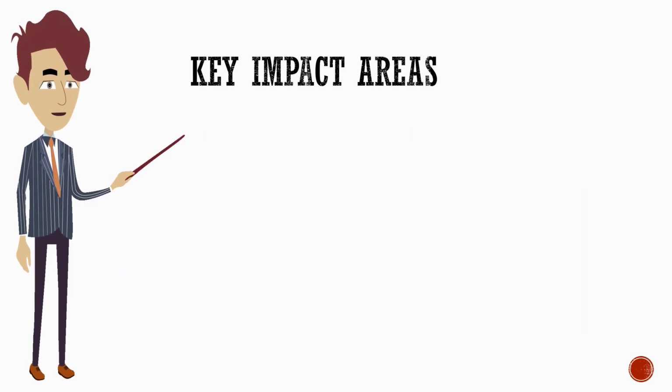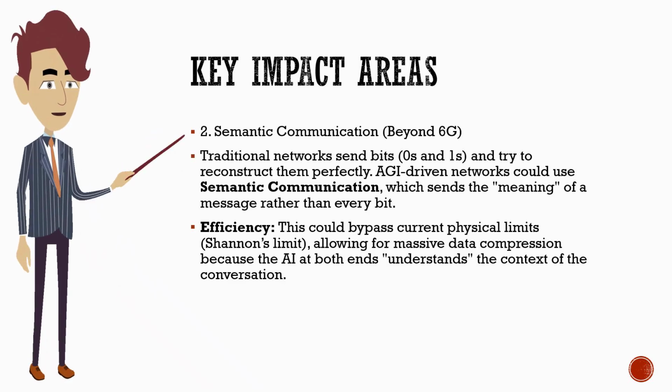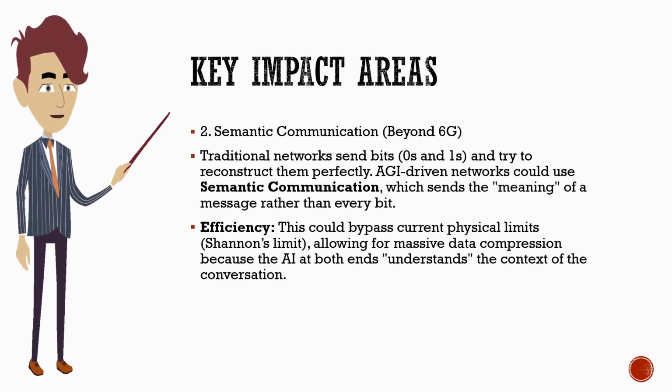So basically, these were some of the other key metrics. Now we can see some more, like semantic communication beyond 6G. Currently, 5G is considered, and now there is 6G also. Traditional networks send bits, zeros and ones, and try to reconstruct them perfectly, right? AGI-driven technologies could use semantic communication, which sends the meaning of the message. So rather than sending the message as it is, it can send the meaning of the message.